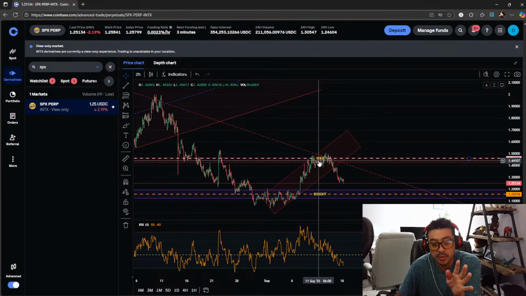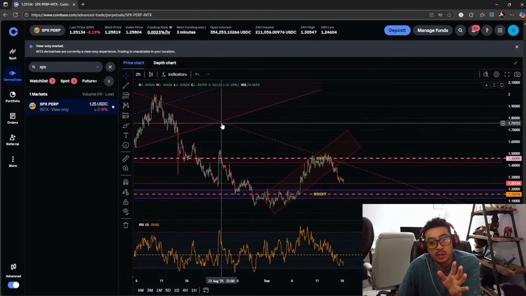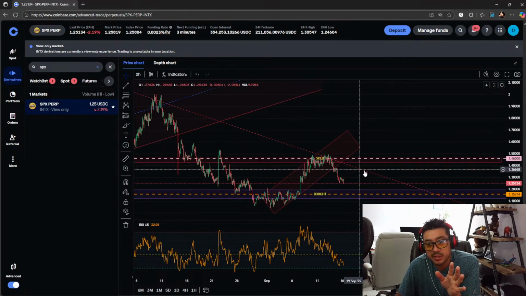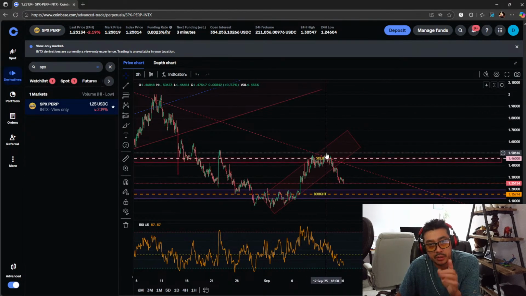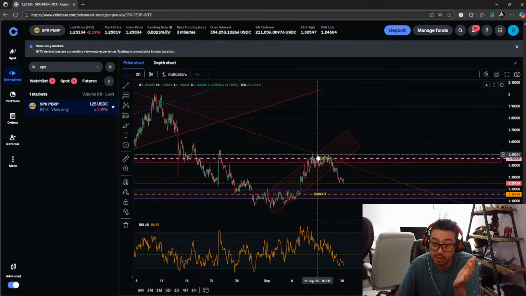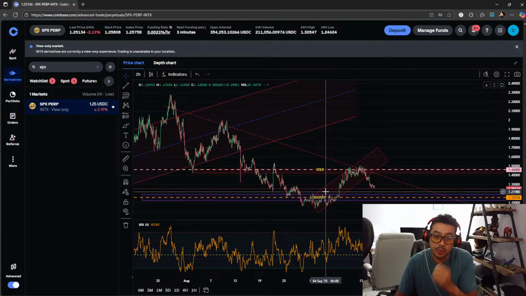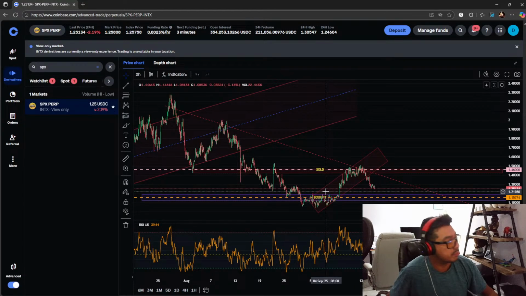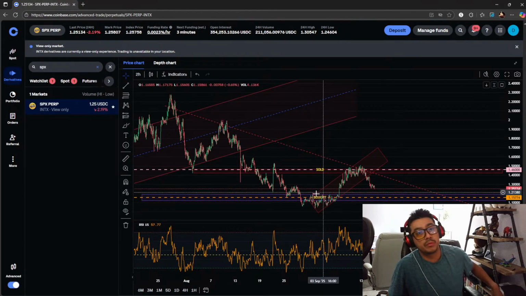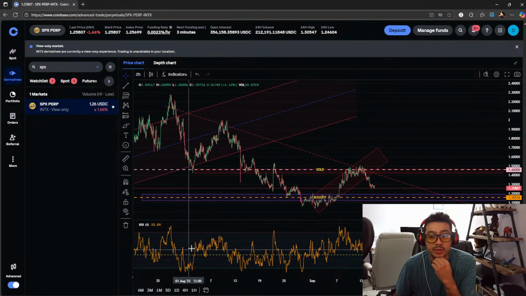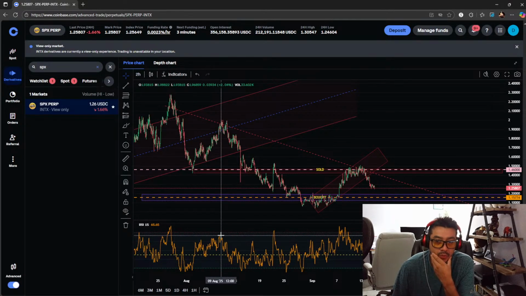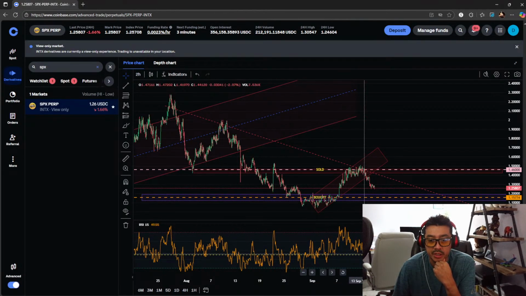Plus, if it bounces off of this guy and it doesn't break through it, that's also a signal that more than likely it's exhausted. It won't break through the next one. The one that really surprised me was the pump. Pump fund was one of those that surprised me pretty good. Check this out.